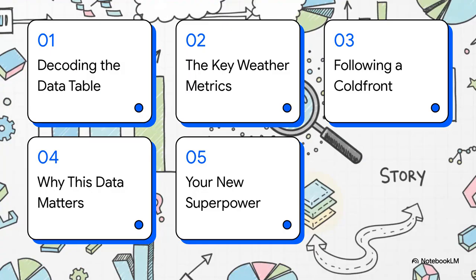So, how are we gonna do that? We've got a simple five-part game plan. First, we'll decode the table's structure. Then, we'll figure out the key metrics. After that, the fun part. We'll follow that cold front right across the US. Then we'll dig into why this data actually matters. And finally, we'll wrap it all up with your new data superpower.